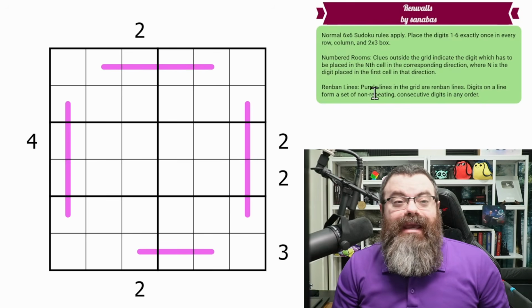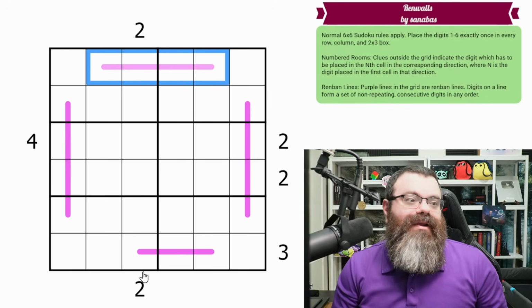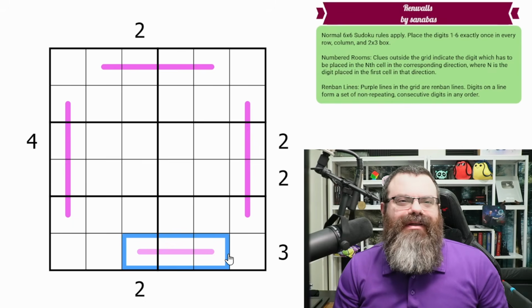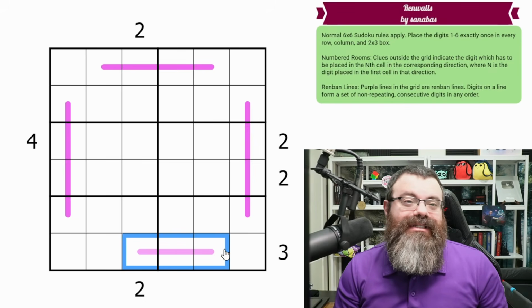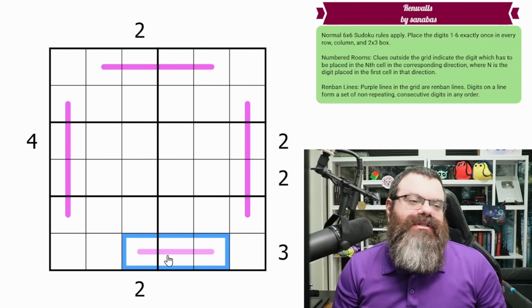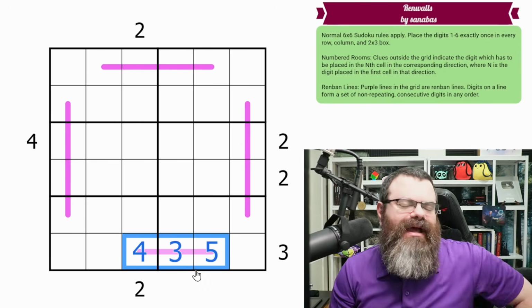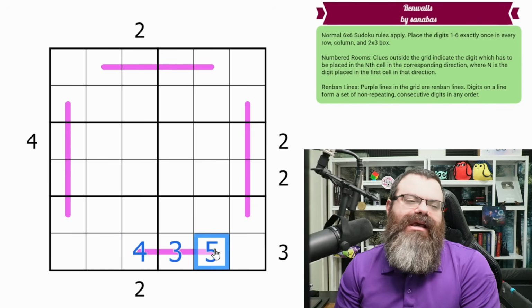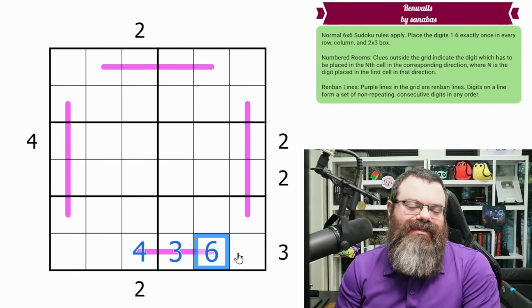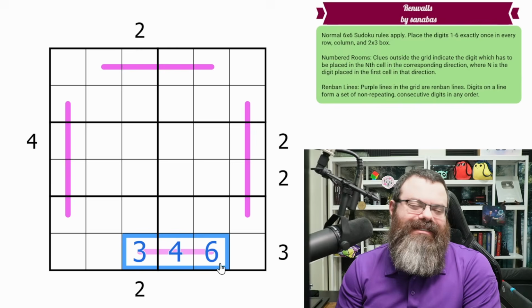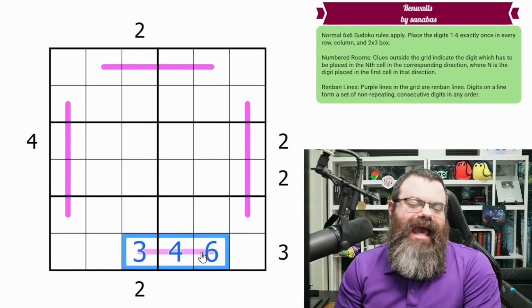We also have Renband lines in the grid. So the way Renbands work is the digits on the Renband line form a set of non-repeating consecutive digits in any order. So for example, 3, 4, 5 are consecutive. So we could do that in any order we want, but this would be valid because it has 3, 4, 5 on it. 3, 4, 6 is not consecutive, so this doesn't work. Even if they're in order, it still doesn't work because there's a gap between that 4 and 6.